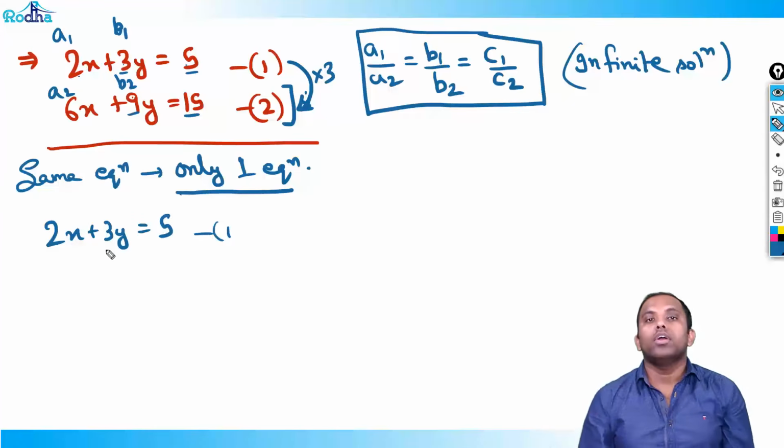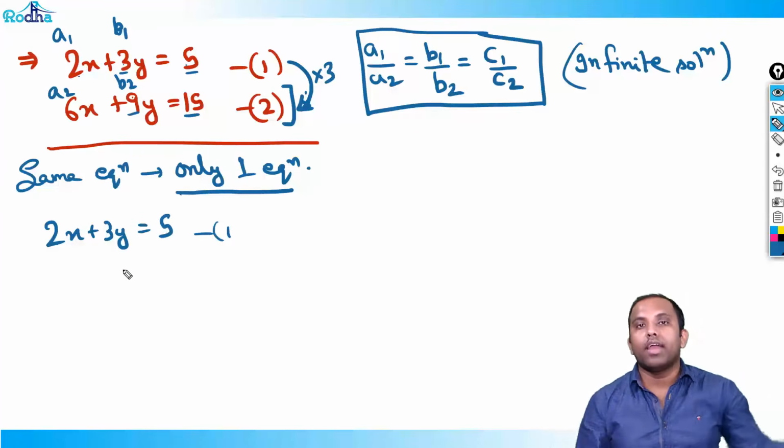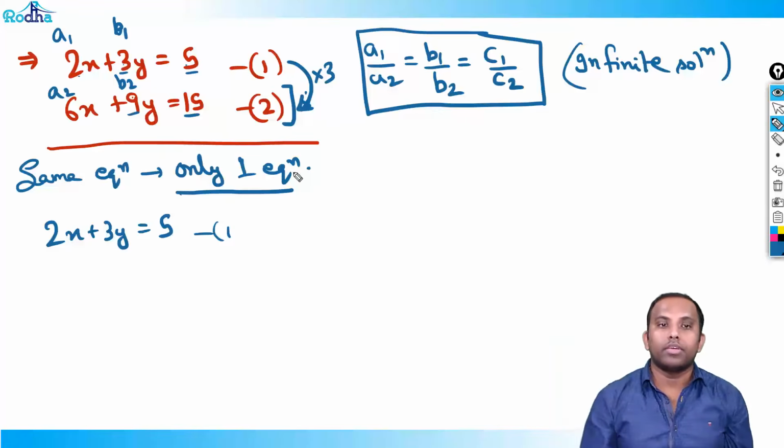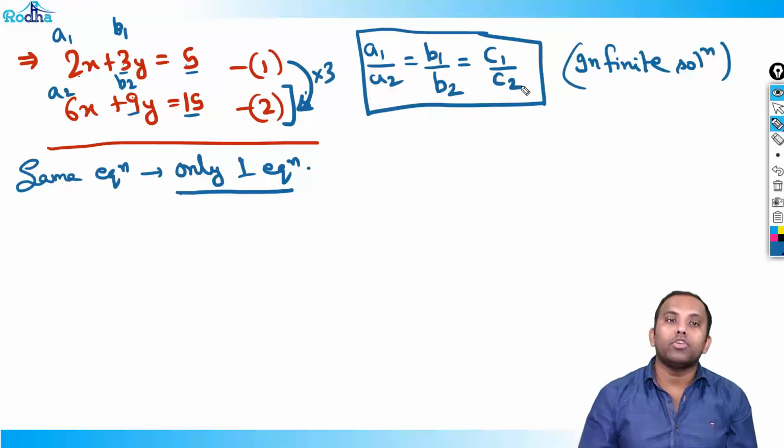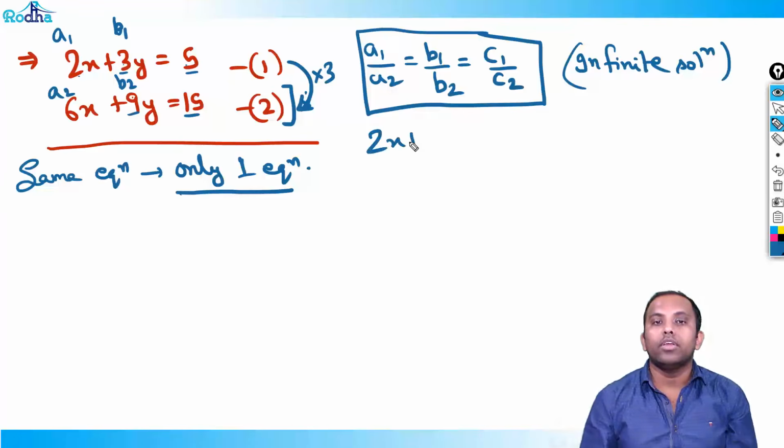So how many solutions? We'll keep on putting the values of x, and we'll keep on getting the values of y, right? So in this case, we have, sorry, not no solution. That means infinite solutions. Since we have a single equation, we'll keep on putting the value of x, and we'll keep on getting the value of y without any constraint, right? So that's why infinite solutions.